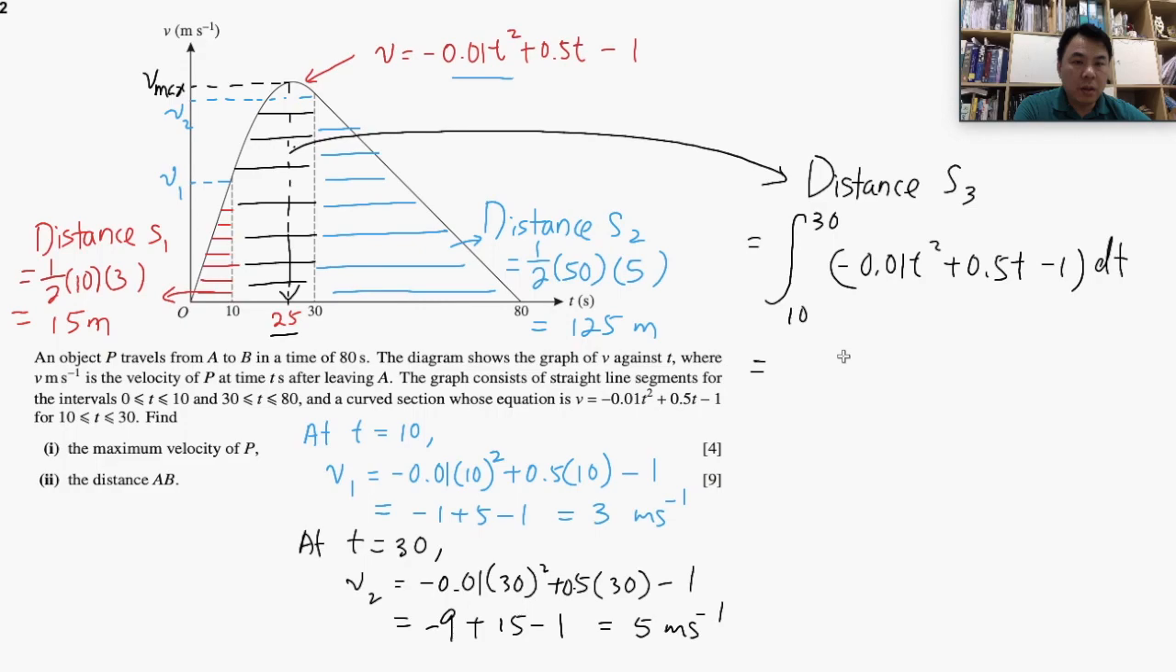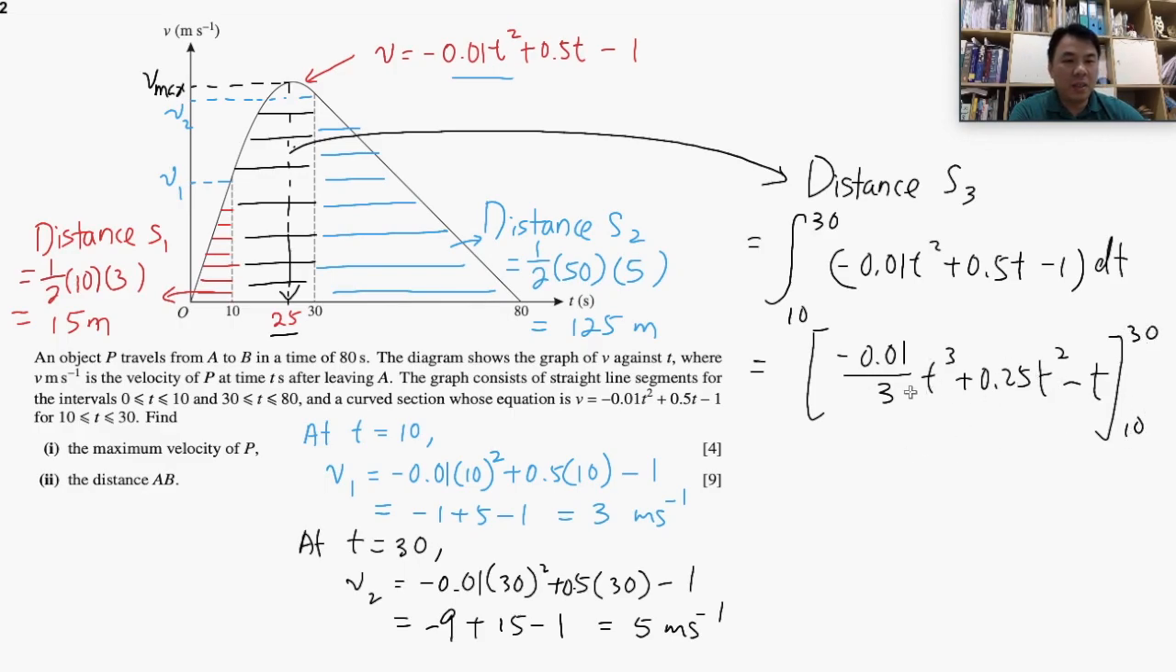So that is basically 0.01 over 3 t cubed plus 0.25 t squared minus t. Now, of course, your calculator is advanced enough to actually help you to calculate this quite easily, I would say. So just let me try this out. What are we getting from here?